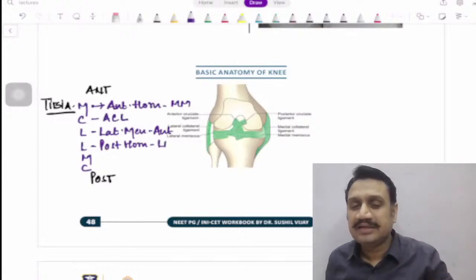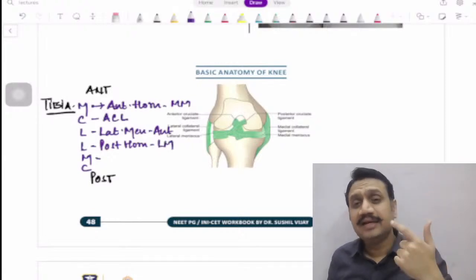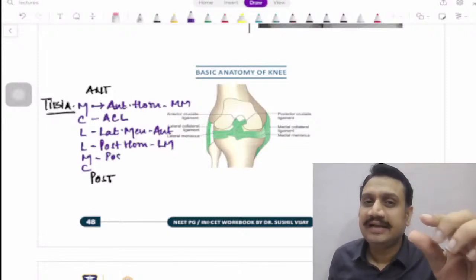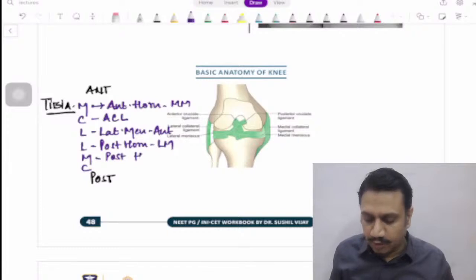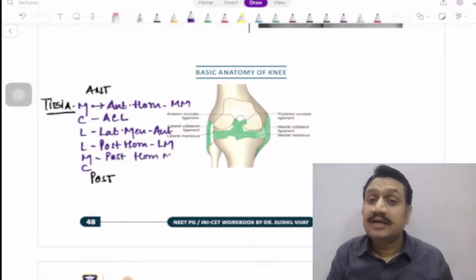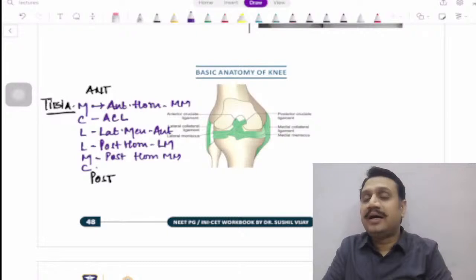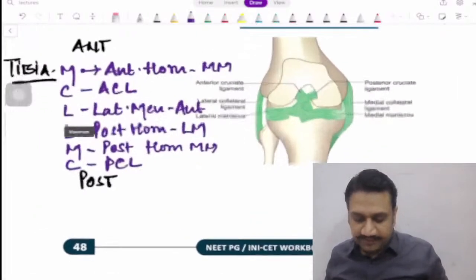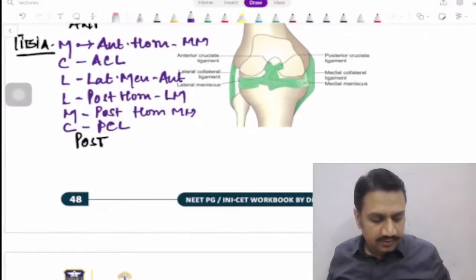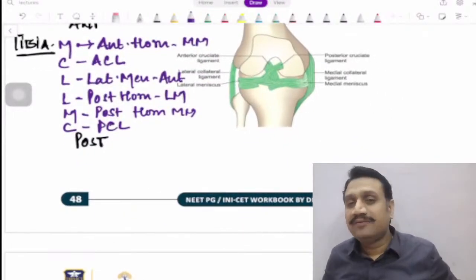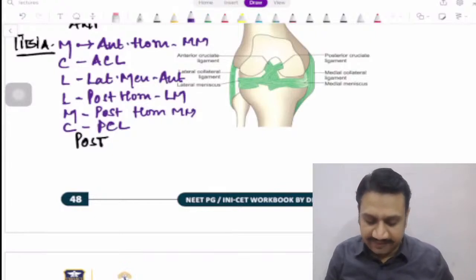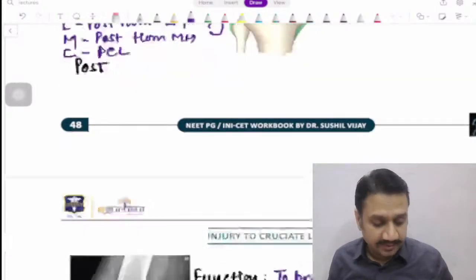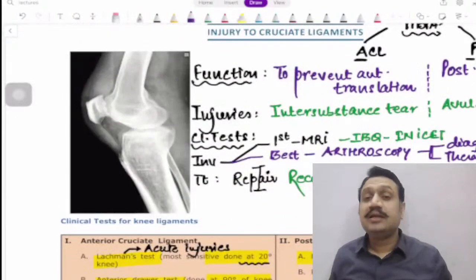Anterior horn of the medial meniscus, then the ACL, and then the anterior horn of the lateral meniscus. The lateral meniscus is the last to start on the anterior side and the first to end on the back side. It's the smallest C we have in the knee, right? Remember, the posterior-most part of the tibia gives attachment to the PCL. When you have X-rays like this, if you see some avulsion of the bone here, then you know it is the PCL attachment.